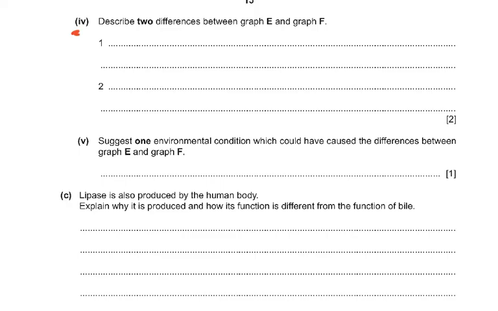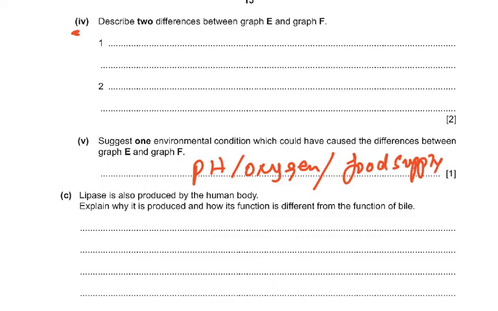Then coming to part 4, describe two differences between graph E and graph F. Then it says suggest one environmental condition which could have caused the differences between graph E and graph F. Well, it could have been pH, it could have been oxygen, it could have been food supply or nutrient supply, it could have been temperature. Okay, fine. Now let's go back to question part 4.